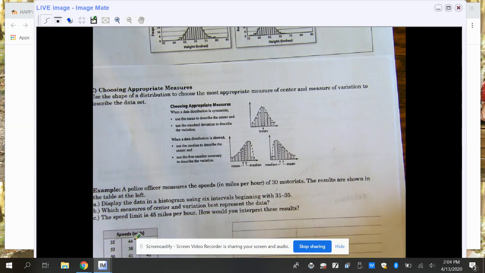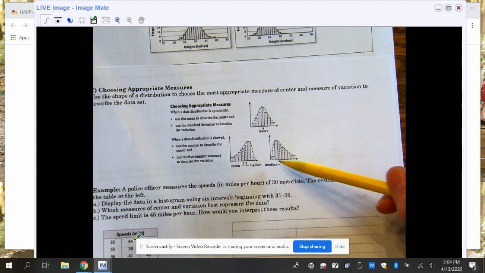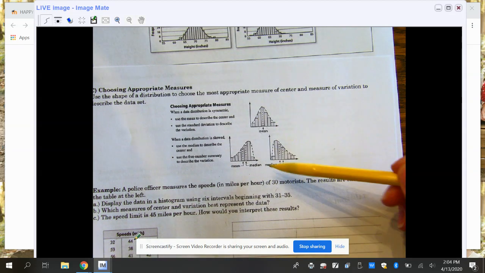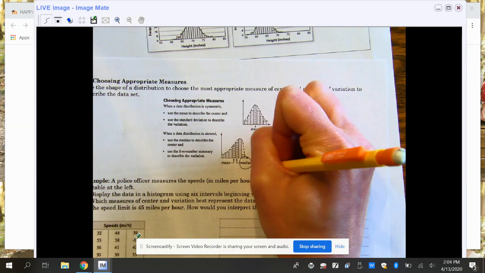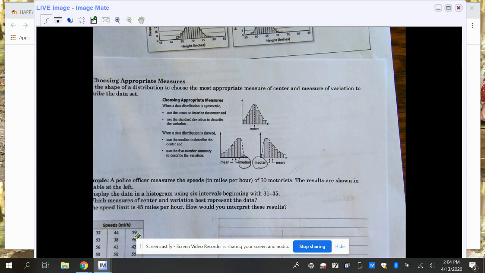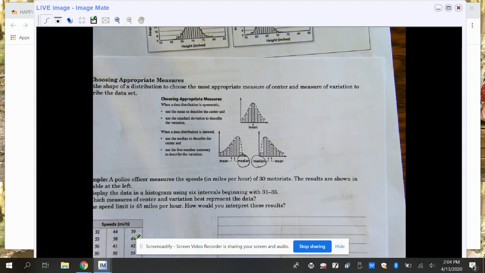So if your histogram is symmetric, you can use the mean or the median to describe your measure of center and variation. If you're skewed one way or the other though, you're going to want to make sure you use the median, because since your data is skewed, that means your mean is going to be a little bit higher or lower than your typical data value.